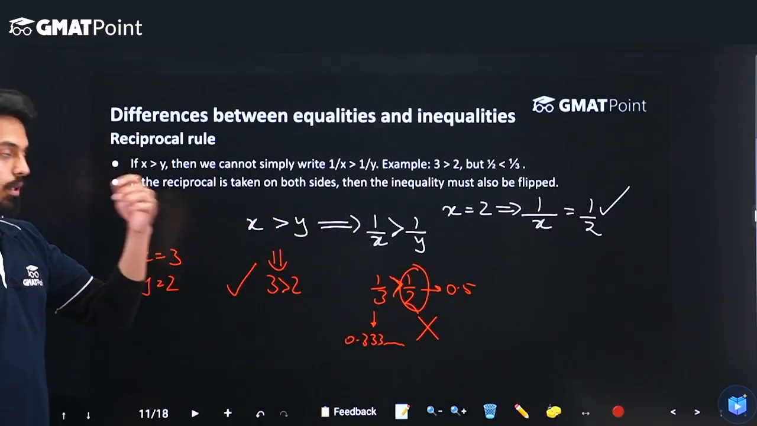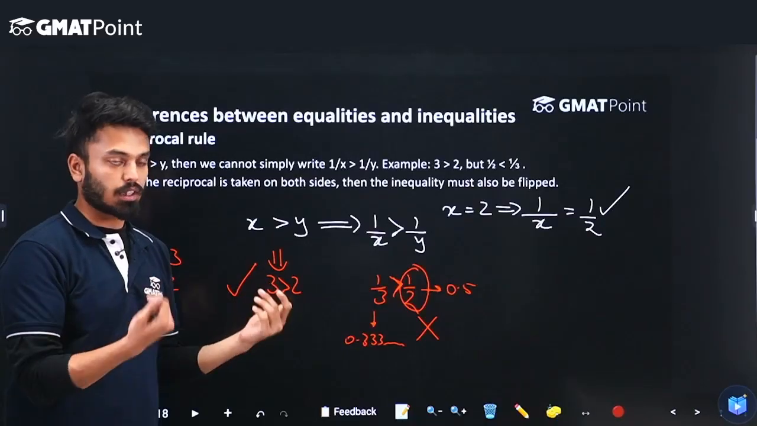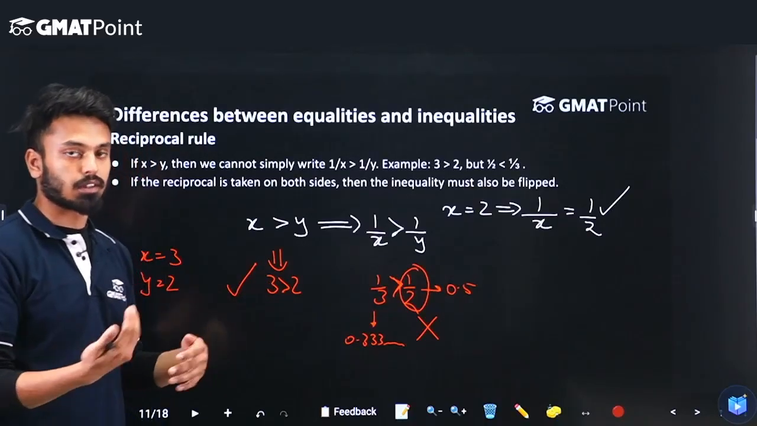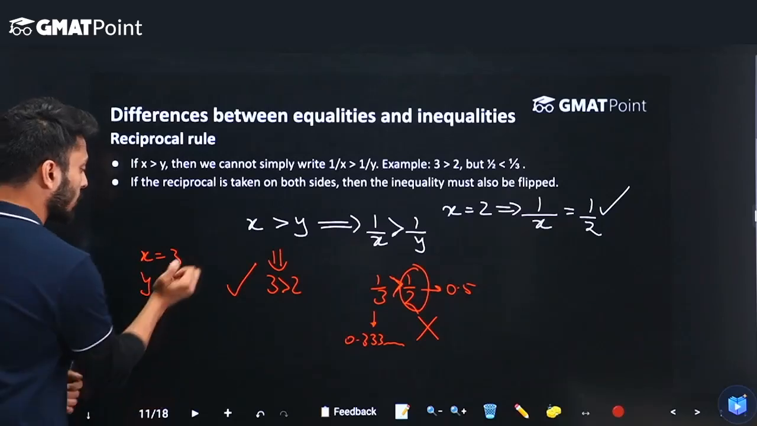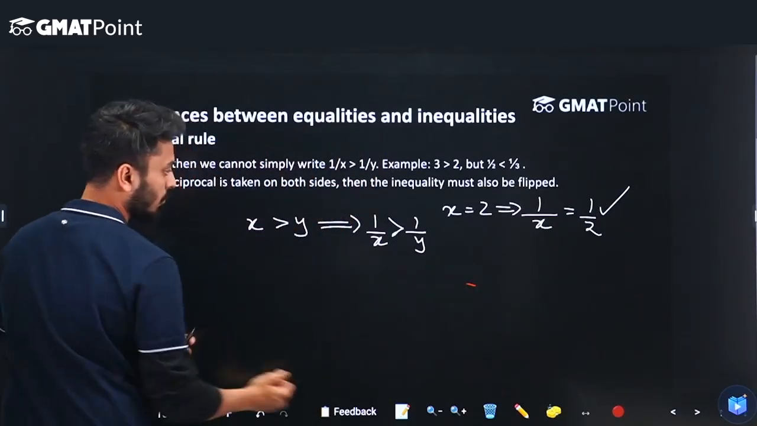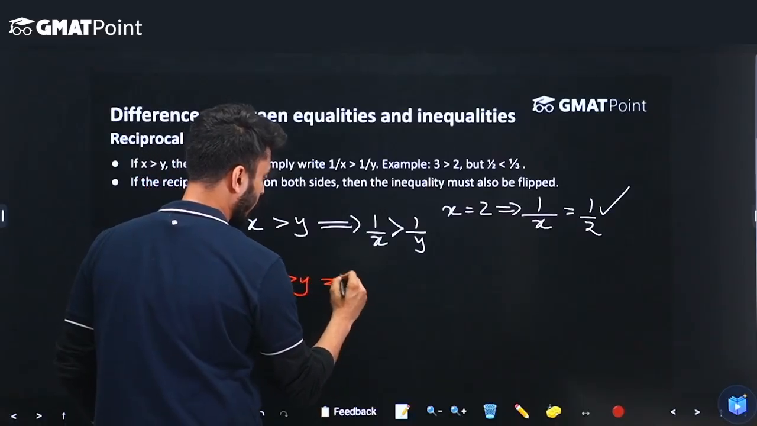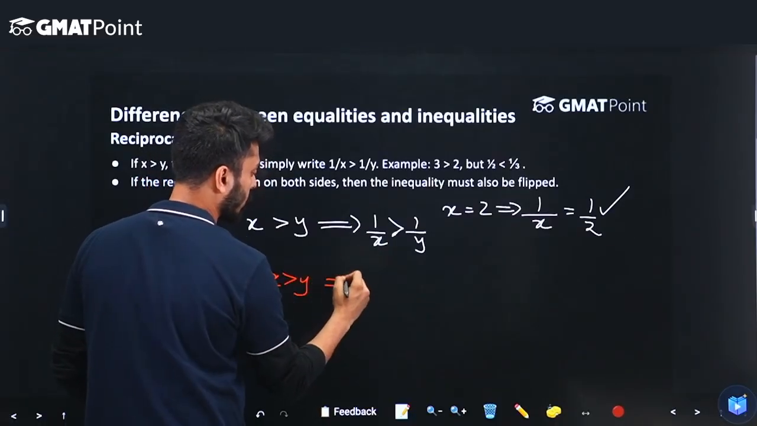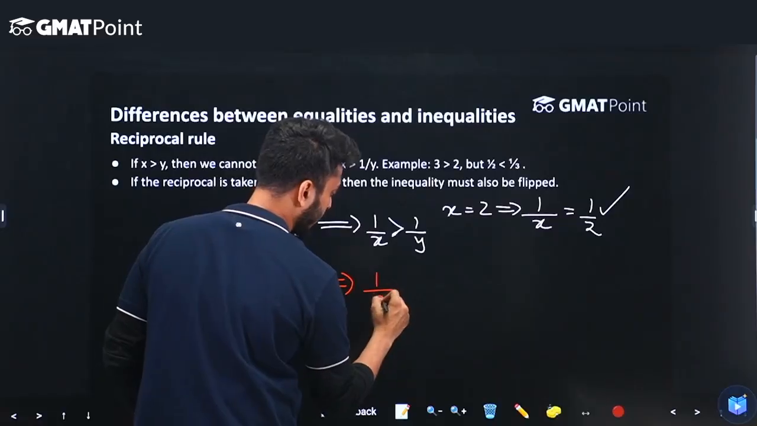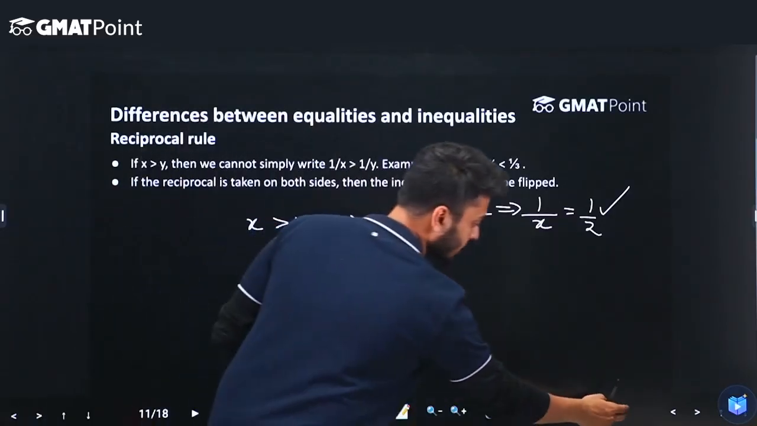Again, whenever you are doing reciprocals, you have to flip the inequality. This one is again just as hard and fast as the negative sign one. So quite simply, if I would have instead just written it as x greater than y, and then while taking the reciprocal on both sides, if I had written 1 by x less than 1 by y, this would have been valid. Again, we'll test this with the same example.